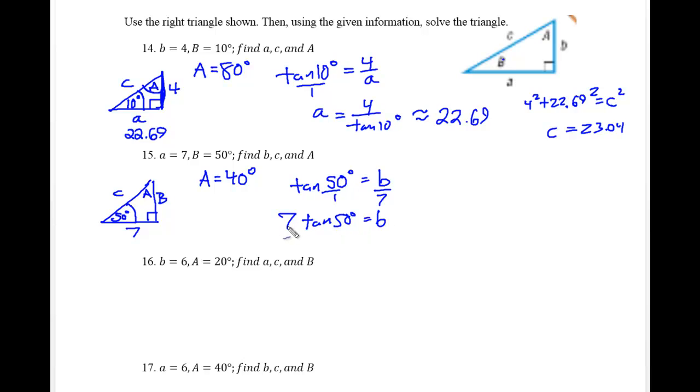If I do this out and I multiply 7 times tangent of 50, I get an answer of B being approximately 8.34. And I can use my Pythagorean formula again, 7 squared plus 8.34 squared, and get my answer for c squared, and then take the square root of both sides. So it's basically adding this together, 7 squared plus 8.34 squared, and then square rooting both sides will give me an answer of 10.89 as approximately c. So there's my answer for the problem in 15.